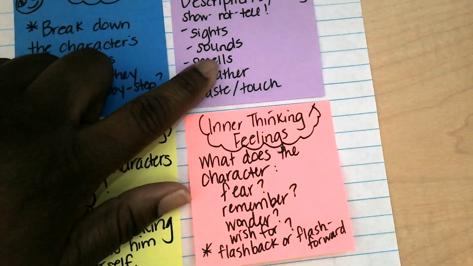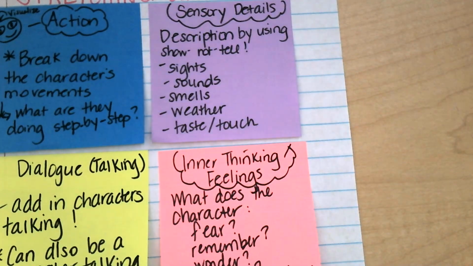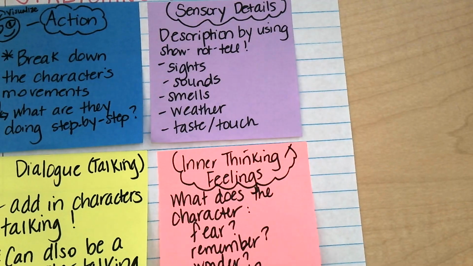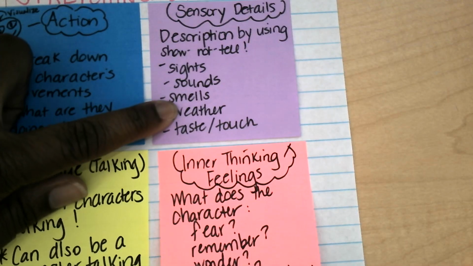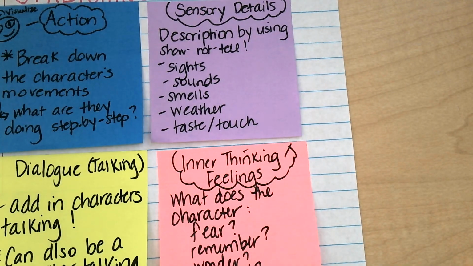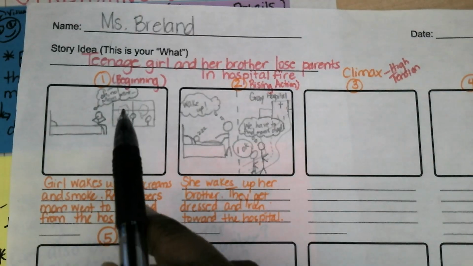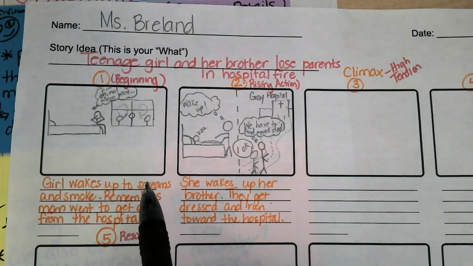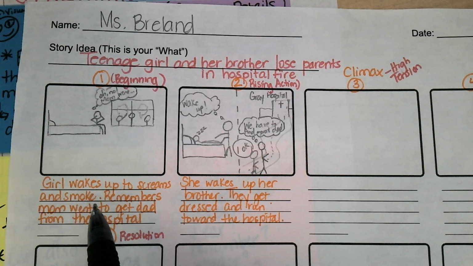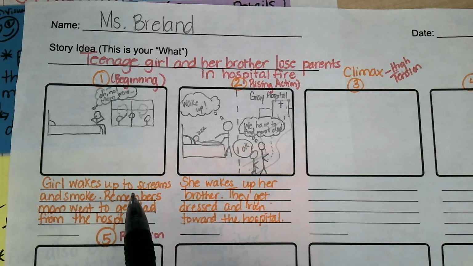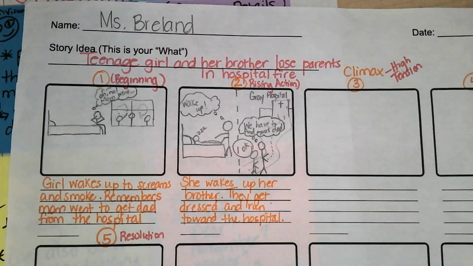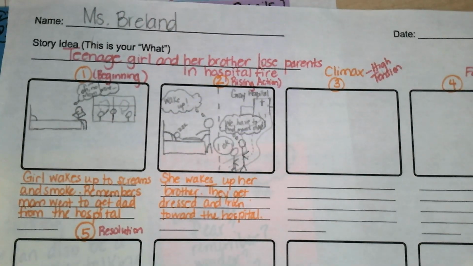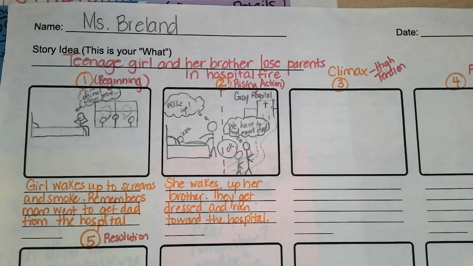adding in sensory details or description by using show not tell. Describe what the character notices with their senses, whether it's something they see, sounds they hear, smells, weather, taste, touch. That is happening here, right? She's waking up to hear sounds of screams. She's smelling some smoke. But I need to stretch it out. I'm not just going to say she smelled smoke, right? Other things like that. But I'm going to show you how I did that and added in some other things too. All right, so after the action, tell your child, describe what the character notices with their senses.